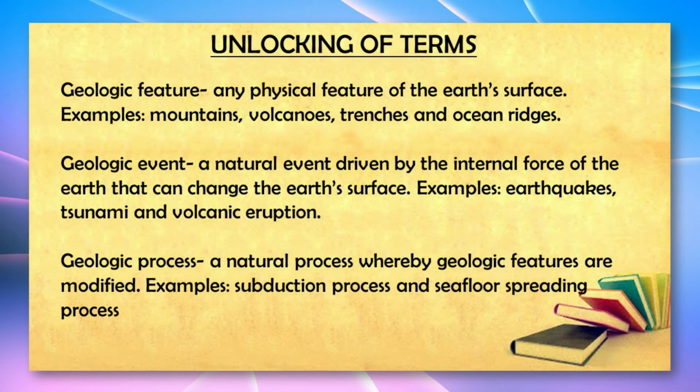Geologic feature. It is any physical feature of the Earth's surface. Examples: mountains, volcanoes, trenches, and ocean ridges. Geologic event. A natural event driven by the internal force of the Earth that can change the Earth's surface. Examples: earthquakes, tsunami, and volcanic eruption. Geologic process. It is a natural process whereby geologic features are modified. Examples: subduction process and sea floor spreading process.